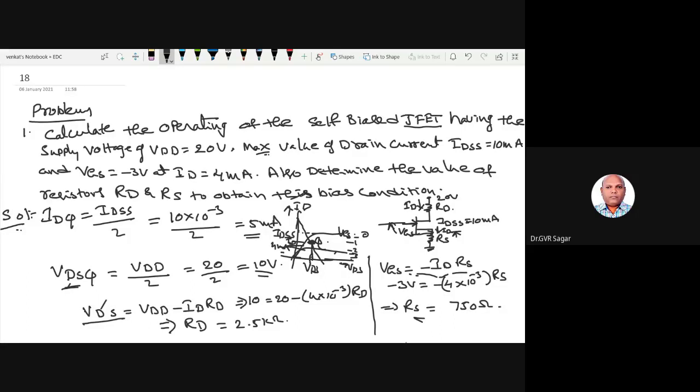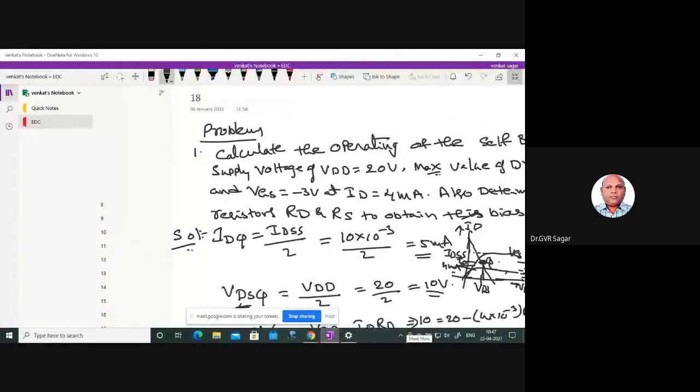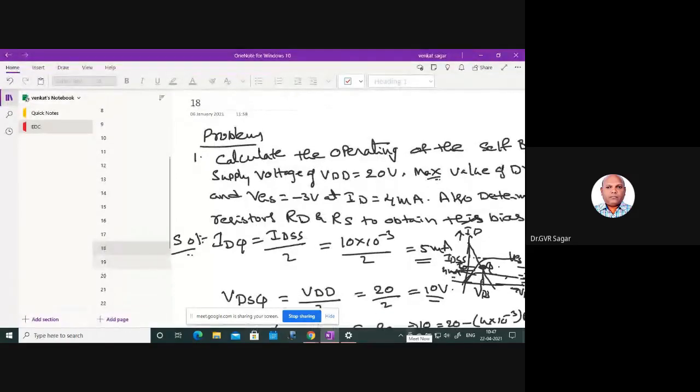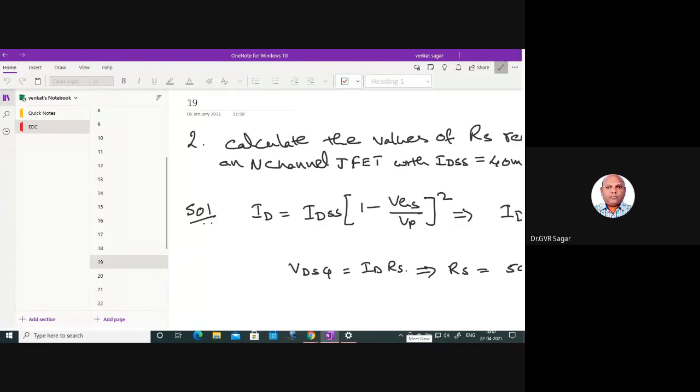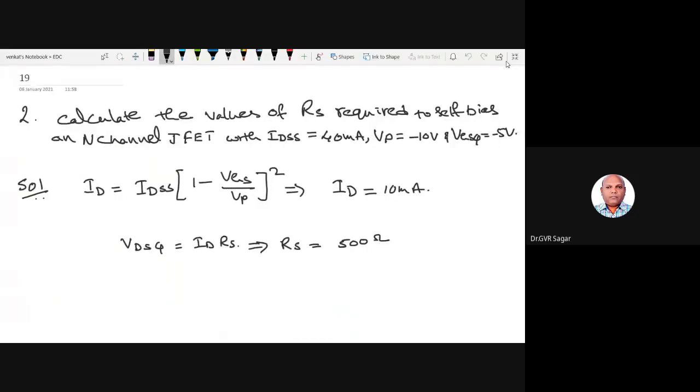This is a textbook problem. You can go through the textbook also if you do not understand properly. Right? And the next problem is a very simple problem, just using the FET current equation.